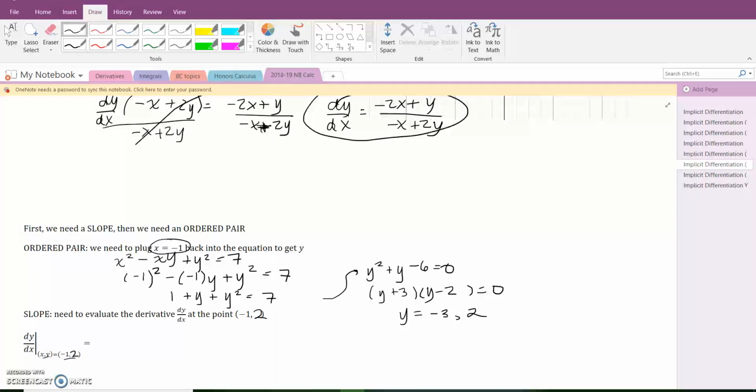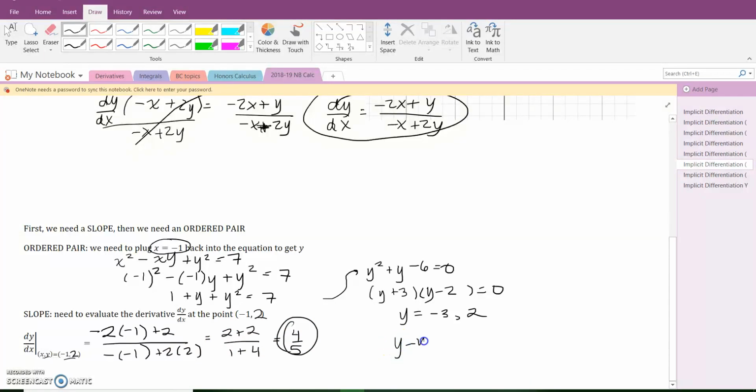I'm going to plug the ordered pair into the derivative. Notice I just plugged right in and I got 4/5 for my slope. So let's plug into our point slope form to get the equation of a tangent line. You plug in your ordered pair, y minus y1 equals m times x minus x1. There you go. So that is how you can get the equation of a tangent line for an implicit function. Let's do another one here.